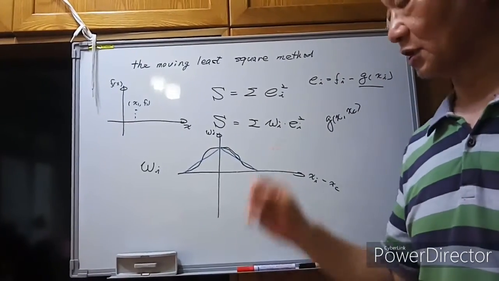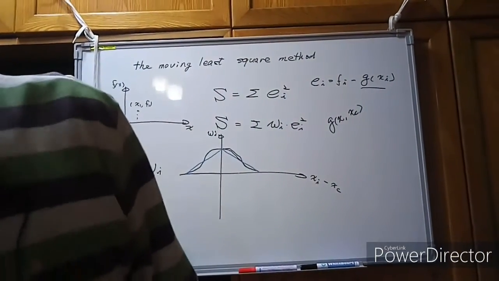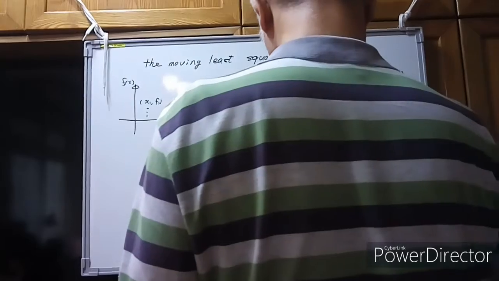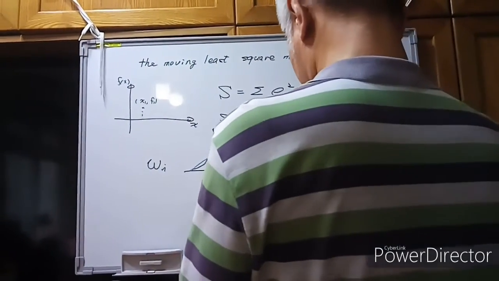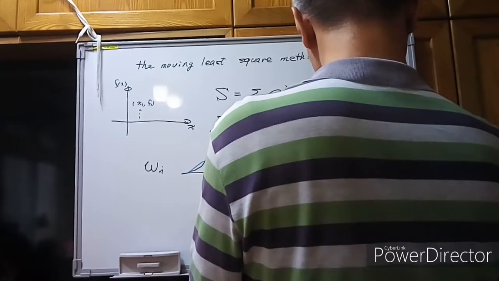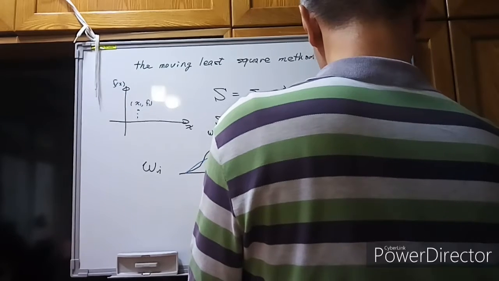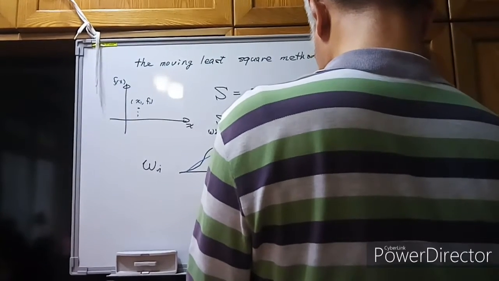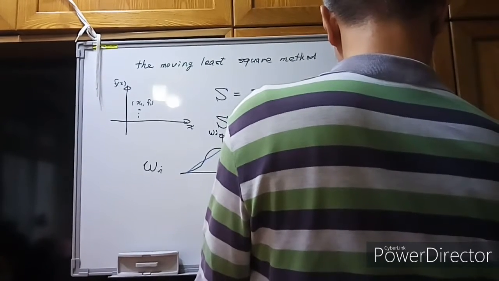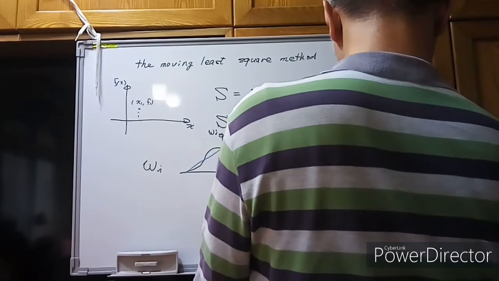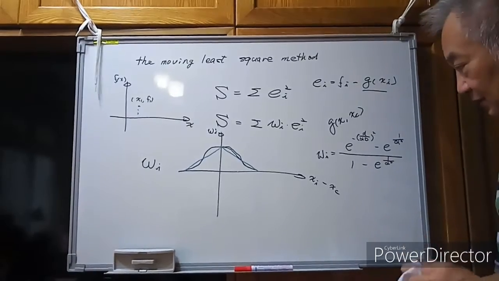Okay, so I will give you the formula for the bell-shaped function, which is the exponential function.